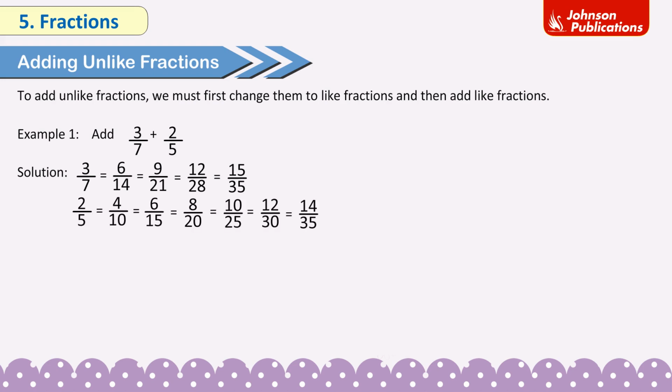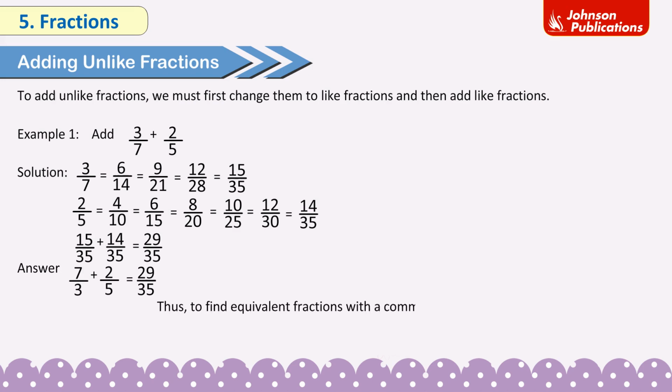2/5 is equal to 4/10, which is equal to 6/15, which is equal to 8/20, which is equal to 10/25, which is equal to 12/30, which is equal to 14/35. 15/35 plus 14/35 is equal to 29/35. Answer: 3/7 plus 2/5 is equal to 29/35. Thus, to find equivalent fractions with a common denominator, we first determine the LCM of the denominators.